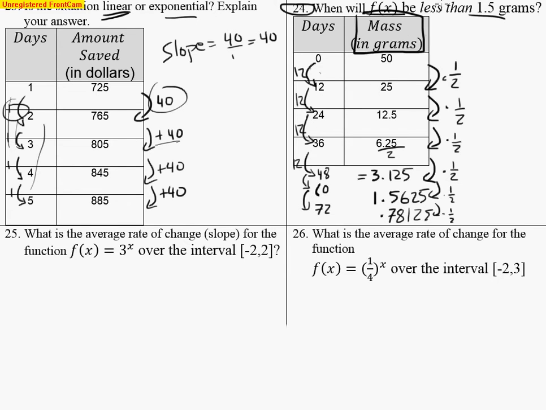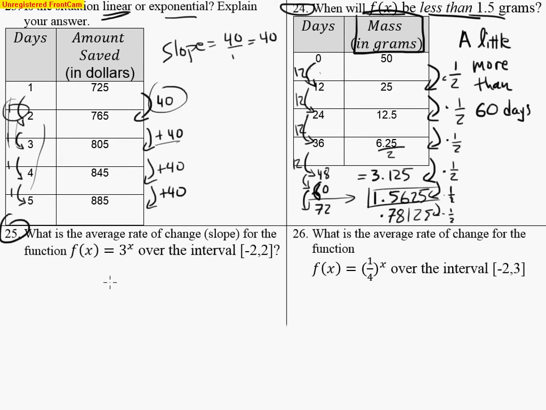So when it asks for less than 1.5 grams, a lot of people might stop here at 60 days because that's when it becomes 1.56. But it's going to be beyond 60 days because I have to get smaller than this number. So I'd say the answer is a little more than 60 days.